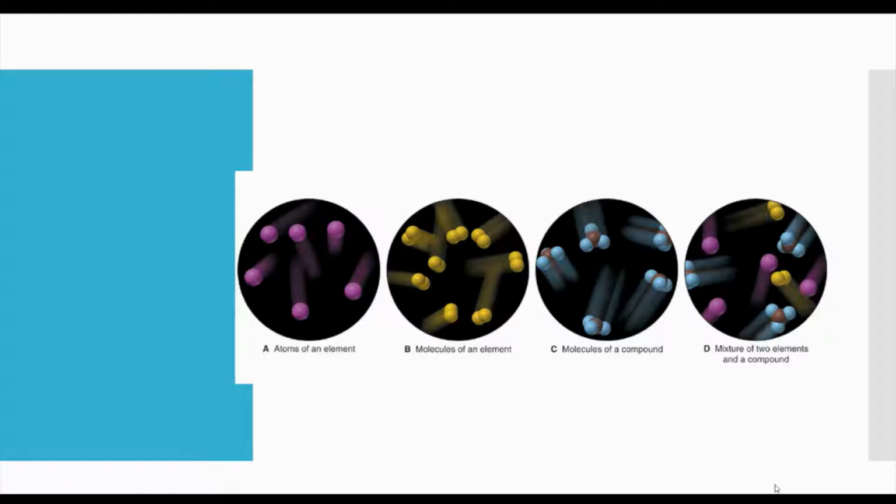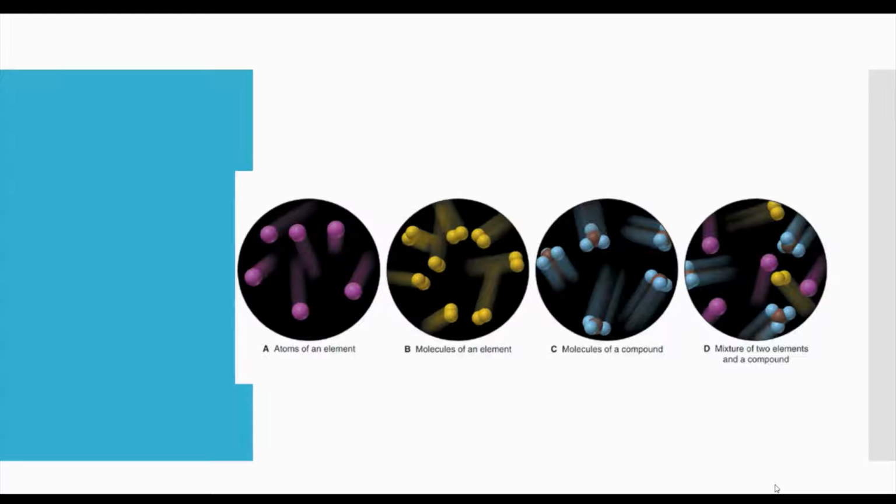But in the second one, we have pairs of yellow balls. And those yellow balls together form molecules. So this might be like nitrogen or oxygen or fluorine or chlorine or hydrogen. Each of those elements are what we call diatomic, meaning two atoms. But we still refer to this as an element, even though it has molecules. There's only one type of atom.